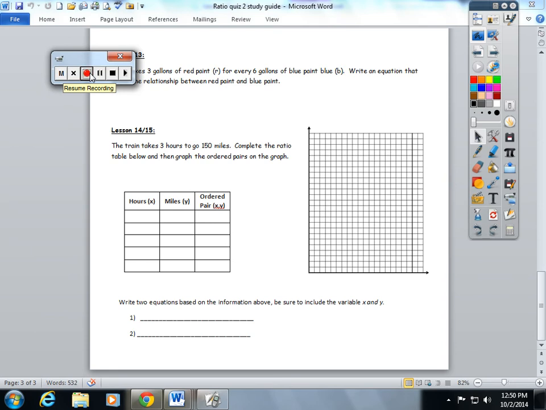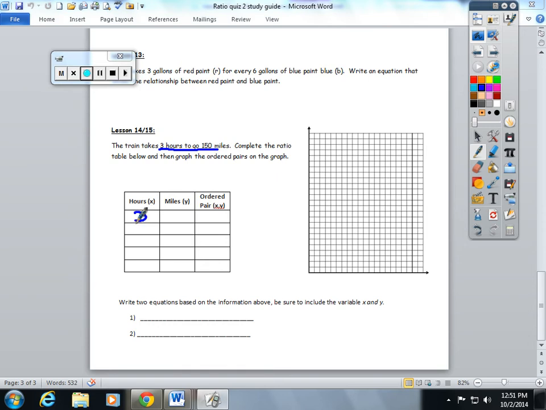Now I'm handing it to Jenna. The train takes 3 hours to go 150 miles. Complete the ratio table below and then graph the ordered pairs on the graph.